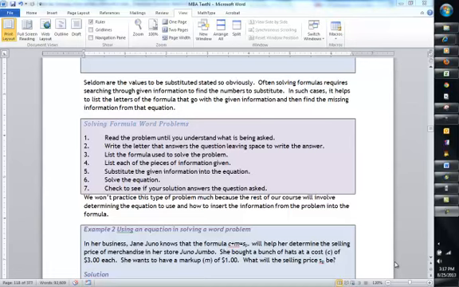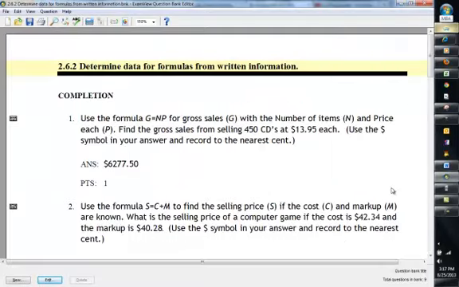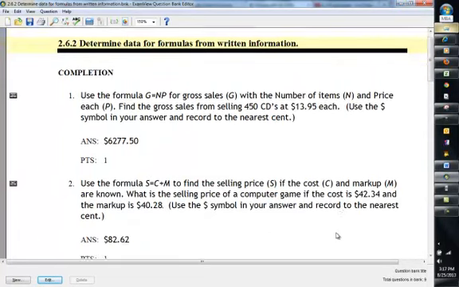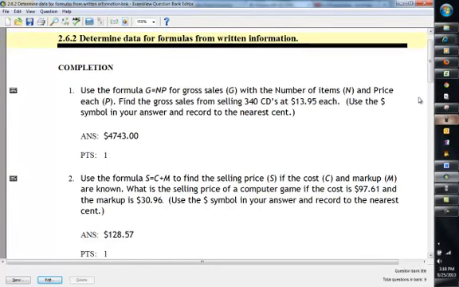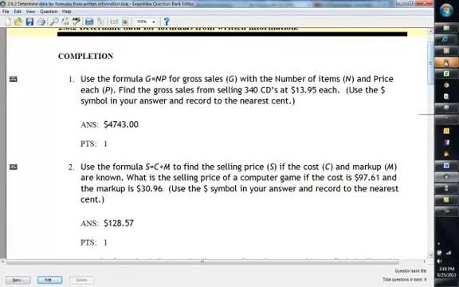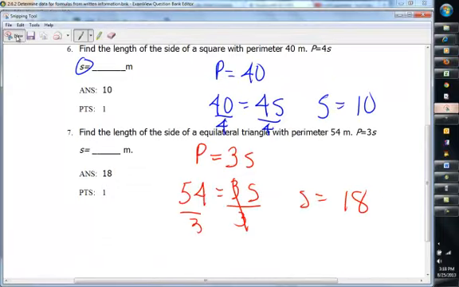For this part of lesson 2.6, we're still dealing with formulas and ways to solve them: reading through the problem till you know what is being asked, writing down the letter that you're trying to solve for, and then leaving a space to write the answer, listing the formula and the pieces of information, substituting, and then solving that equation. The difference is this time they don't explicitly state what each of the variables is. So we have to determine those data for the formulas from written information. Let's get started.